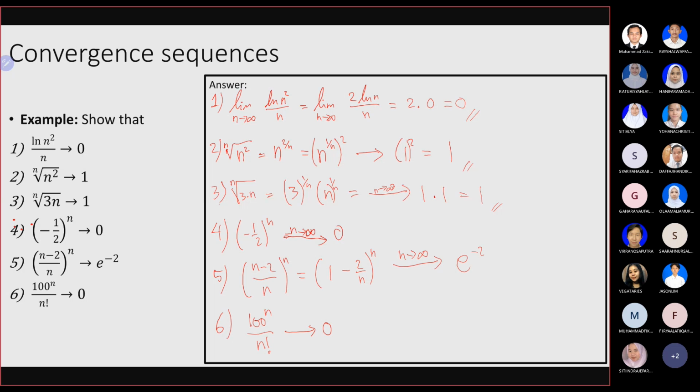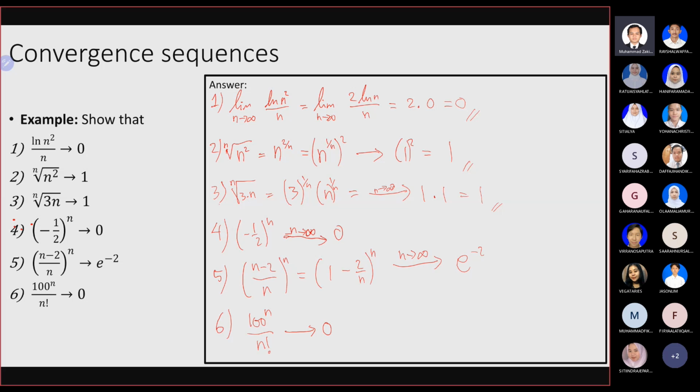Any question? Sir, untuk beberapa soal ini kan rata-rata n mendekati infinite ya, Sir. Kalau n mendekati infinite itu dia jadi 0 atau gimana, Sir? Contoh nomor 4, Sir. Kan min 1/2 pangkat n itu, habis itu n mendekati infinite. Terus kenapa bisa 0 gitu, Sir?